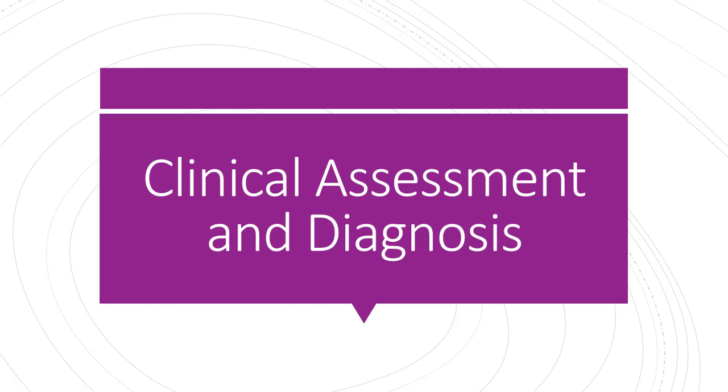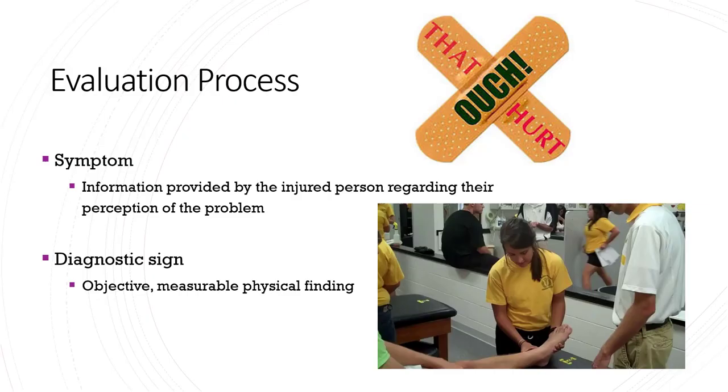Assessment and diagnosis. Injury evaluation is a process. We look at the signs and symptoms. The signs and symptoms are used to determine the extent of injury. Symptoms are information provided by the injured person regarding their perception of the problem.